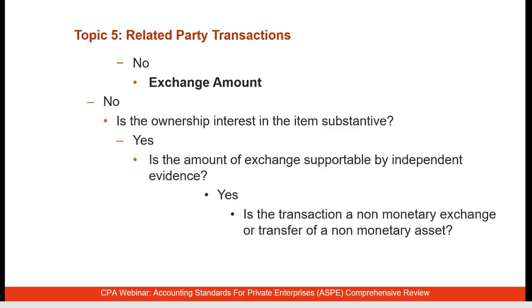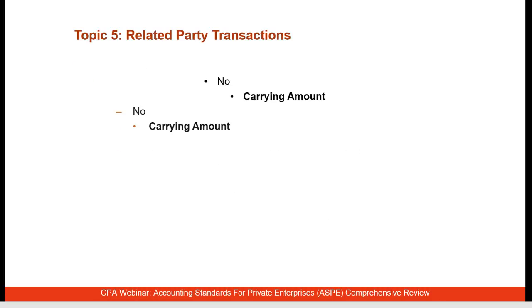Is the ownership interest in the item substantive? Yes. Is the amount of exchange supported by independent evidence? Yes. We're just working down a decision tree. Is the transaction a non-monetary exchange or transfer of a non-monetary asset? No, carrying amount. And if it's the other branch, then no, carrying amount. Again, I just want to pull open the handbook for you to take a look at.